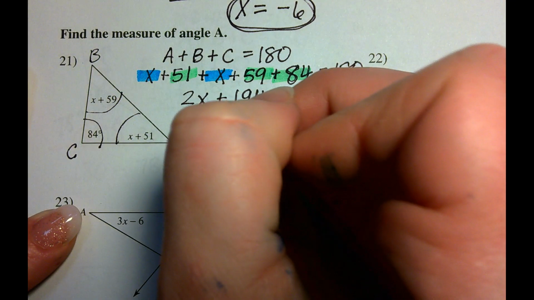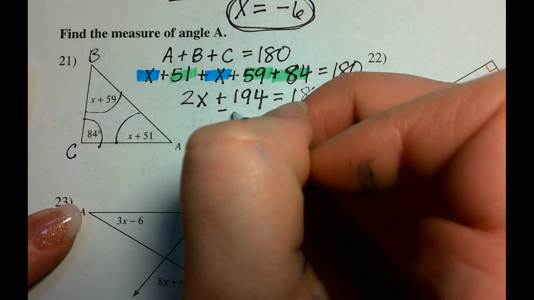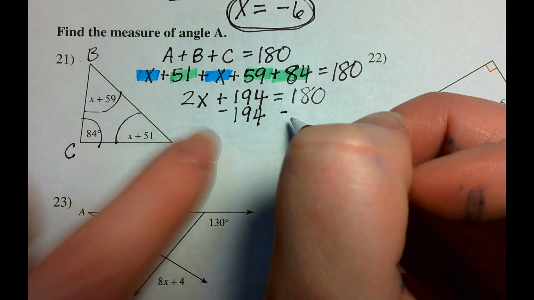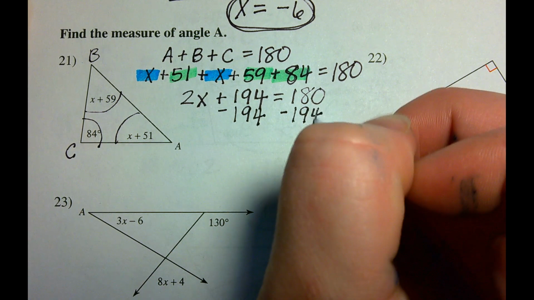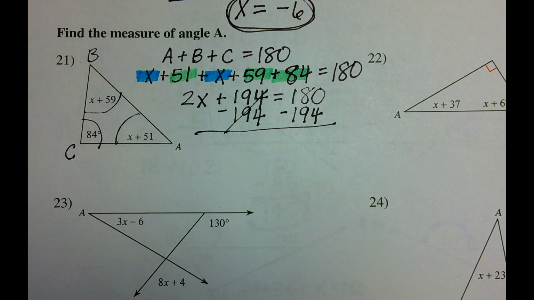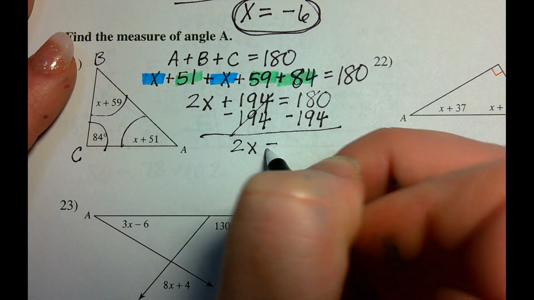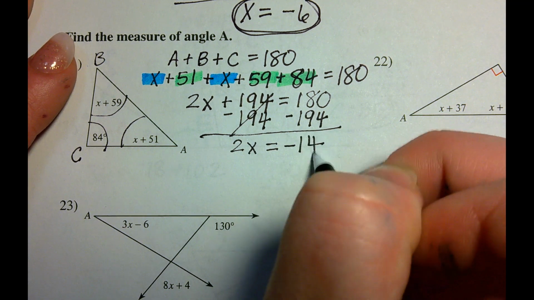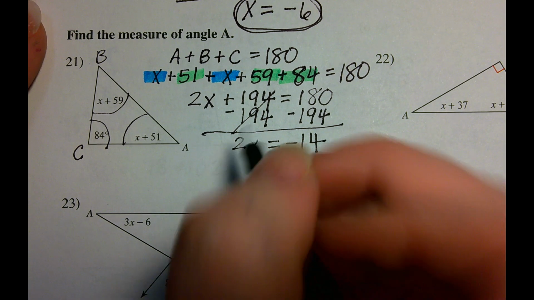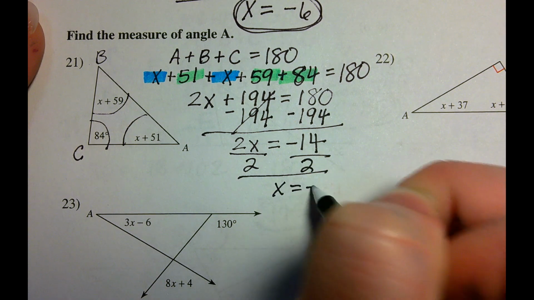We subtract 194 from both sides. Be careful, not just 94. It's so easy to get an answer wrong because you accidentally missed one of your digits. So we're subtracting 194 from both sides and get negative 14. Of course, we get a negative number again. So bring down 2x equals negative 14. Divide by 2. x equals negative 7.